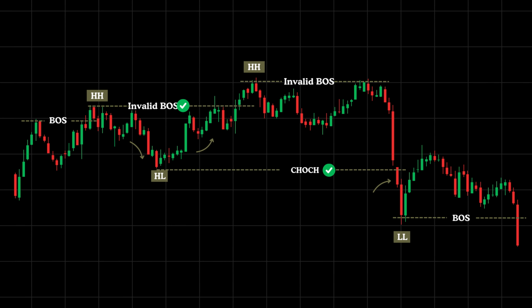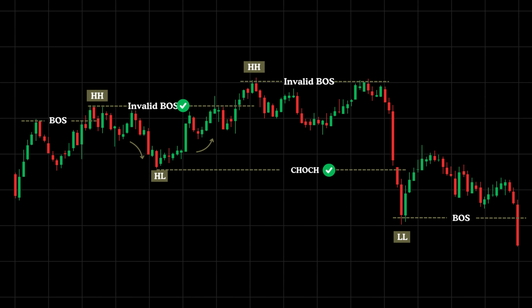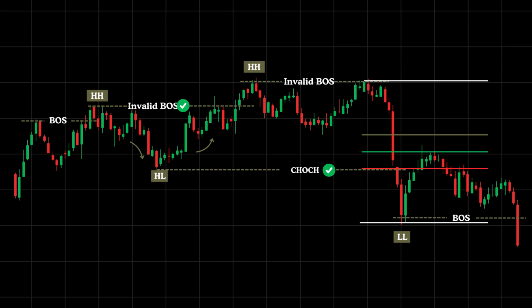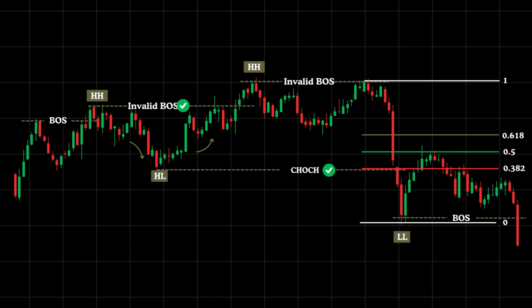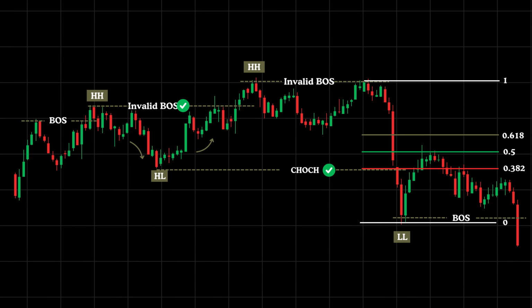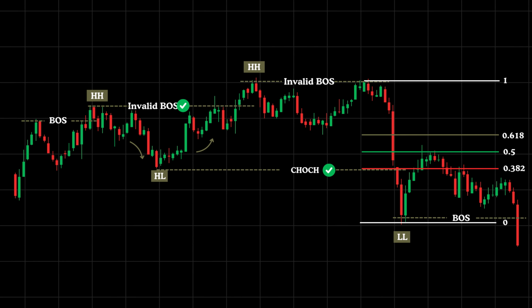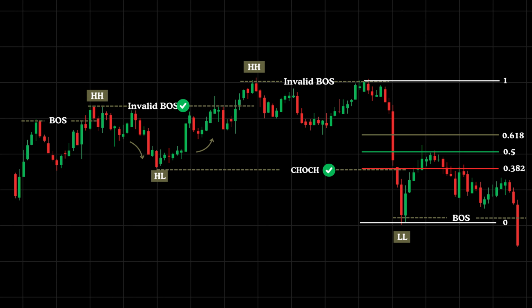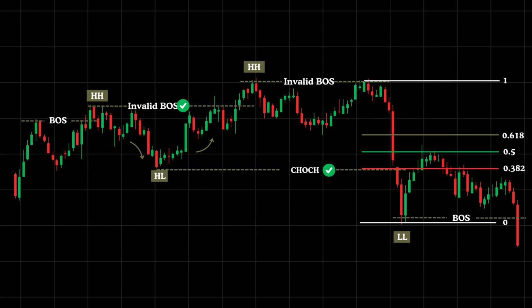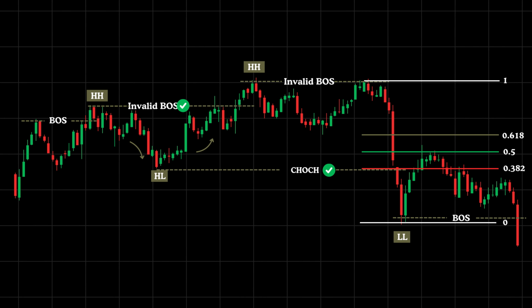Is this pullback valid? To confirm, we use the Fibonacci tool once again, since the market is now bearish. Therefore, we plot the Fibonacci tool from top to bottom. Observing the chart, we see that the price reversed near the 0.50 level, which qualifies as a valid pullback.